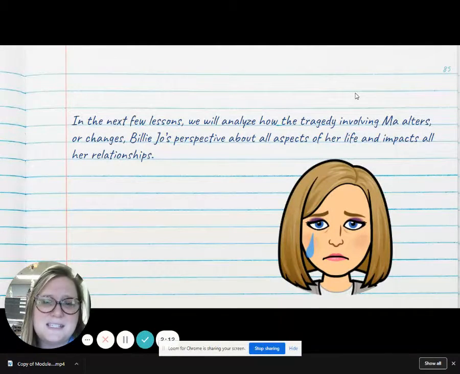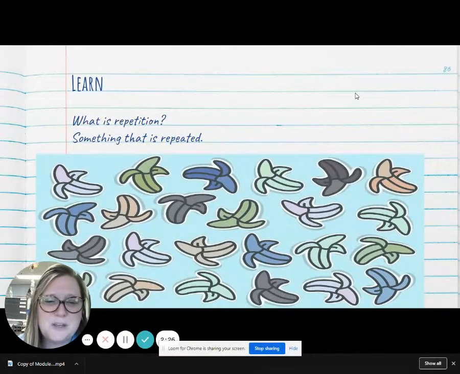So in the next few lessons, we're going to analyze how the tragedy involving Ma alters or changes Billy Joe's perspective about all aspects of her life, and how it impacts all her relationships. So what is repetition? Repetition is just something that's repeated over and over. So that's why I chose this picture, because it shows bananas. It's a repetition of bananas.